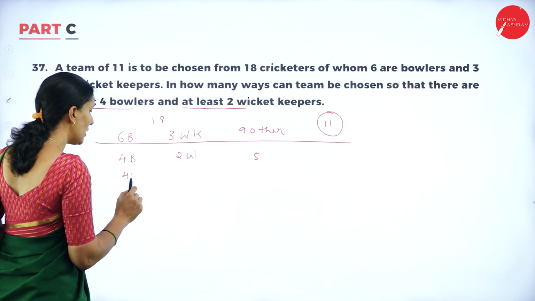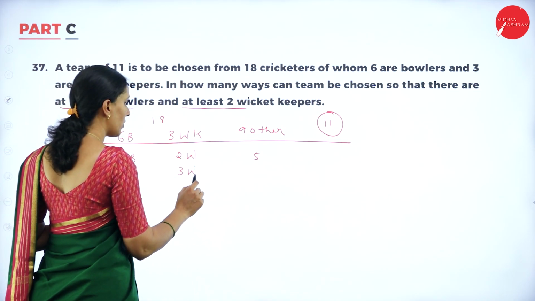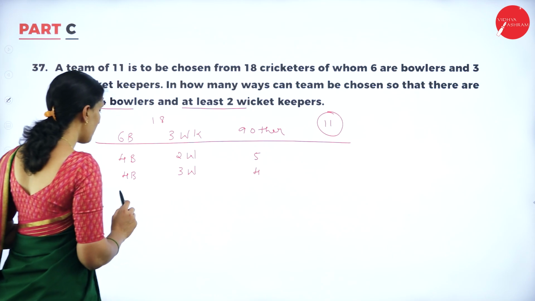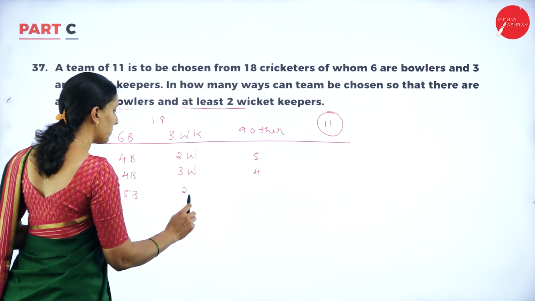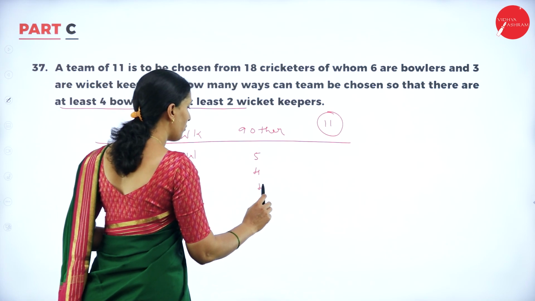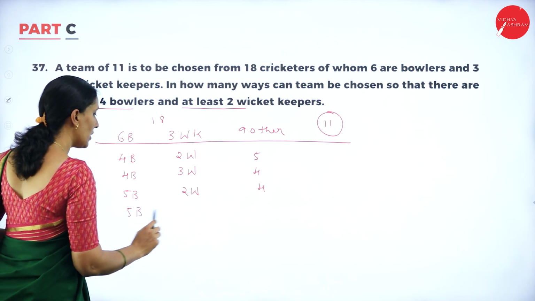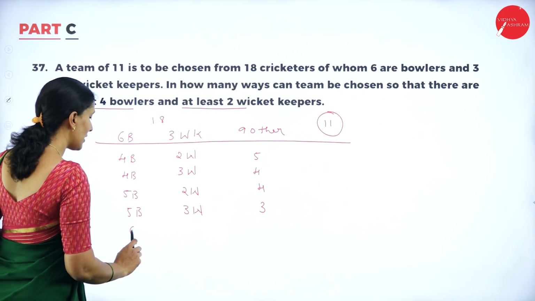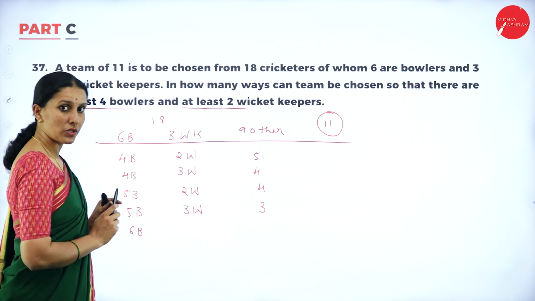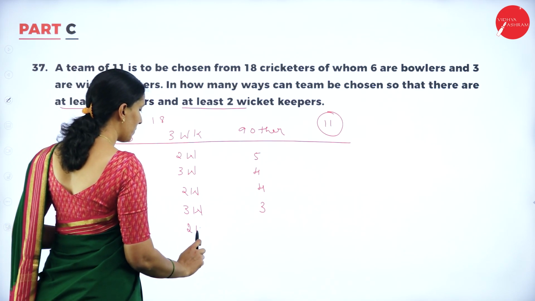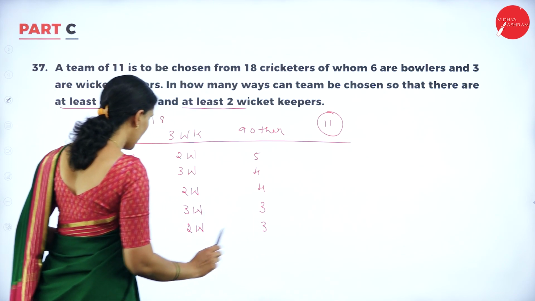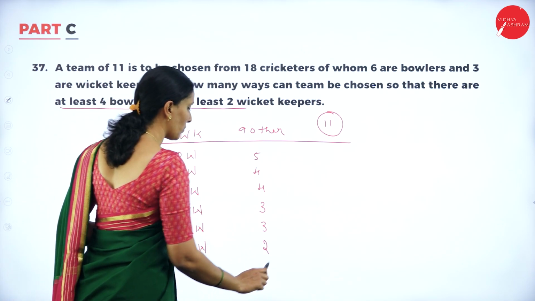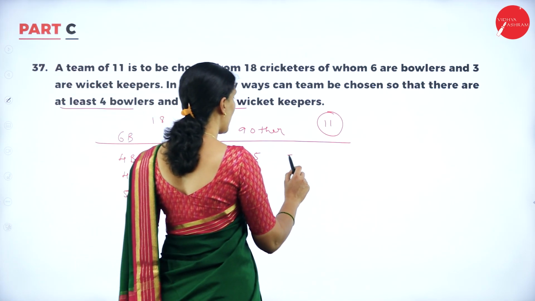Suppose I have 4 bowlers and 3 wicket keepers. The maximum we can choose is 3 wicket keepers. Then here there will be 4. Suppose I take 5 bowlers and 2 wicket keepers, then here it is 4. Suppose I take 5 bowlers and 3 wicket keepers, then here it is 3. Similarly, if I take 6 bowlers, because the maximum I can choose is 6 here, and 2 wicket keepers, then the number of players here is 3, and if I take 6 bowlers and 3 wicket keepers, then the maximum is 2. So what are the possible combinations we can get here?